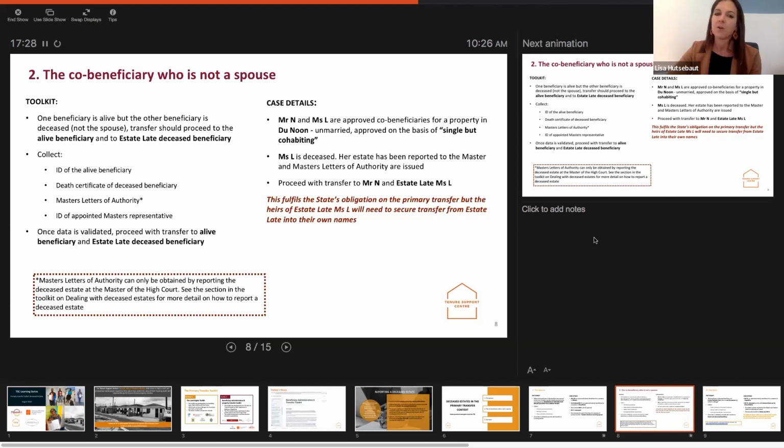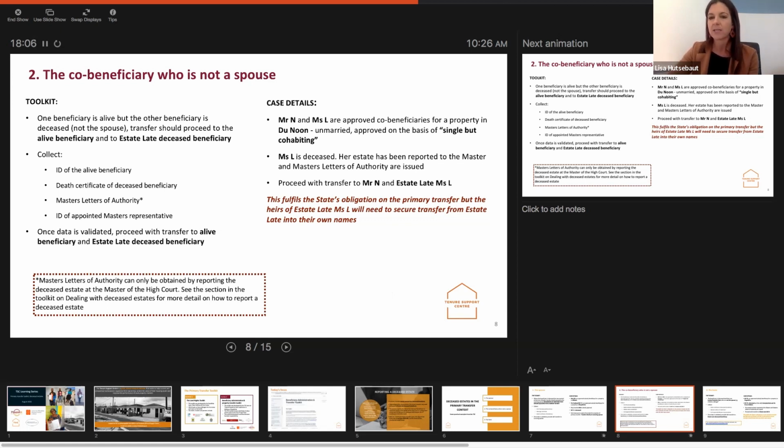And so in this scenario, the city can proceed with transfer to Mr. N as the alive beneficiary and to the estate of Miss L as the deceased beneficiary. So what your title deed would actually look like in this scenario, it would show Mr. N and estate late Miss L. That's how your title deed's actually going to look. I just want to point out that, writing in the red there, this process will fulfill the state's obligation on the primary transfer. So the state can tick that one off its list.